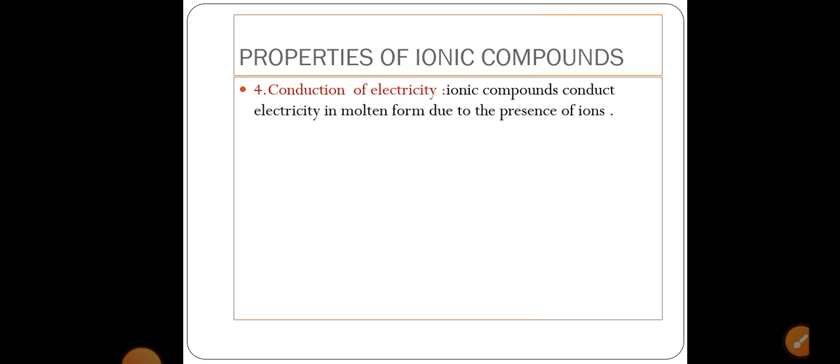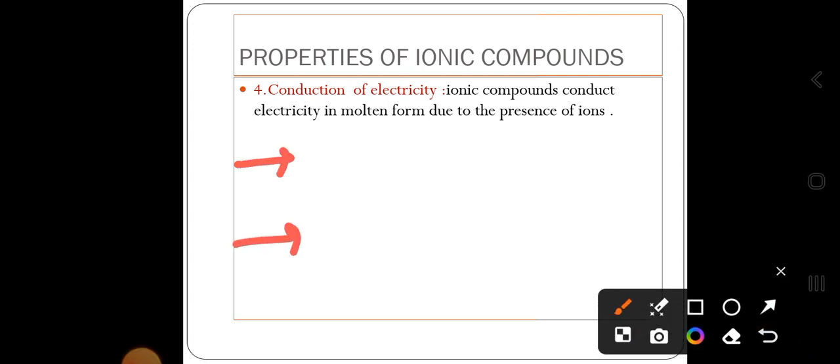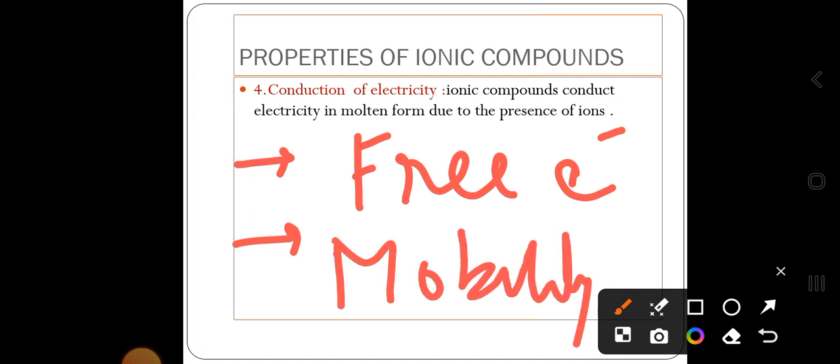In my other video, I have explained in detail about conduction of electricity. Please go through that. Here it says that ionic compounds conduct electricity in molten form due to the presence of ions. Whenever we talk about conduction of electricity, the two main criteria are that there has to be free electrons, and that there has to be mobility of the electrons. Whenever there are mobile, free electrons in a particular circuit or electrolytic cell, then conduction of electricity and heat becomes very easy.